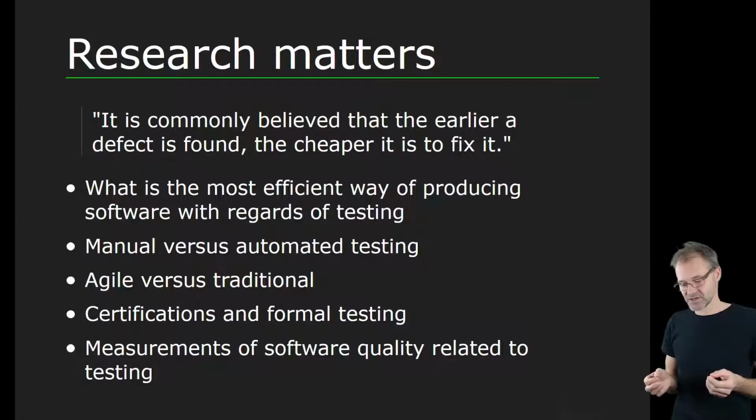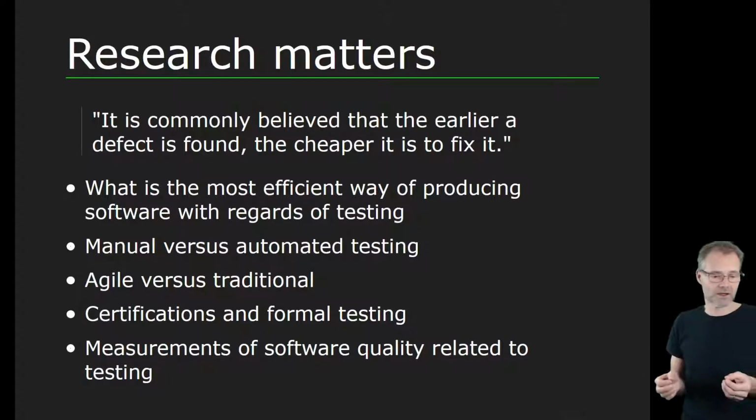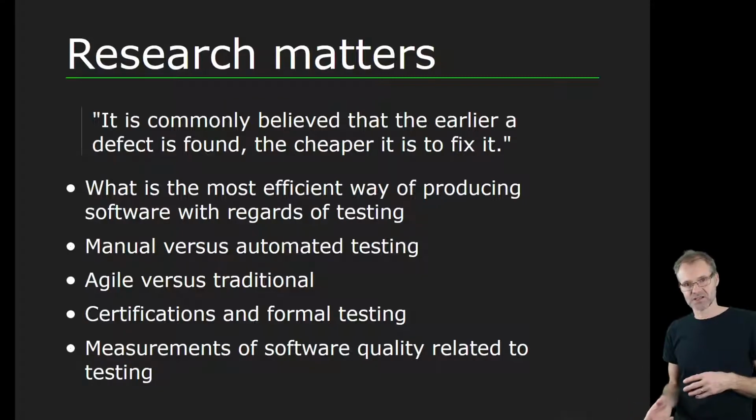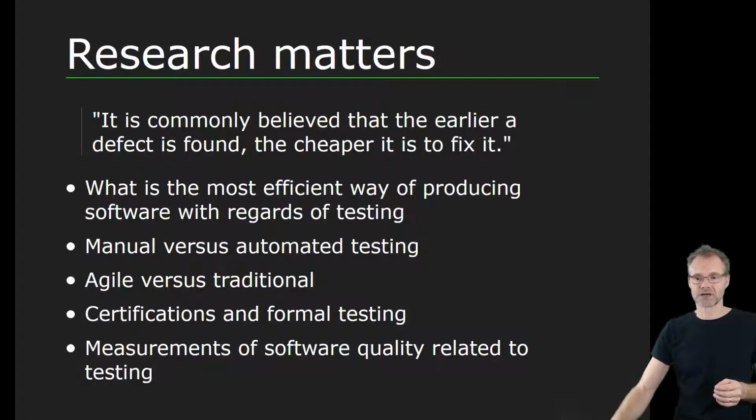So it's a lot of things that the researchers can do. What is the most efficient way of doing test? Measurement of software quality. Could it work with certifications? What about these processes? Should I go agile? Should I go traditional? What is the answer? Should I only do automated testing, or should I do manual testing? So a lot of issues for researchers to look at.